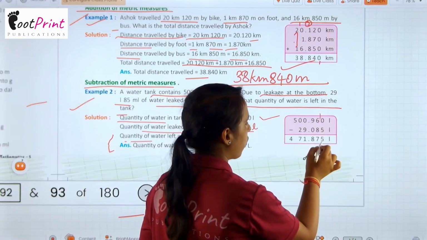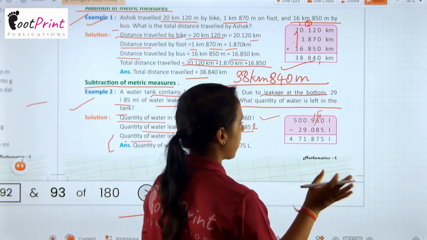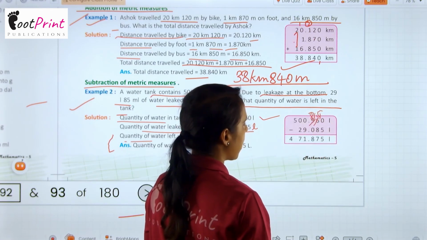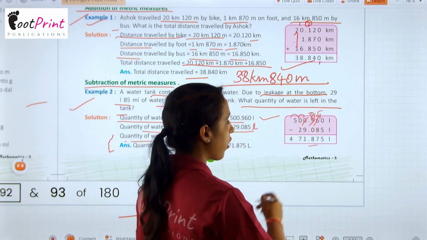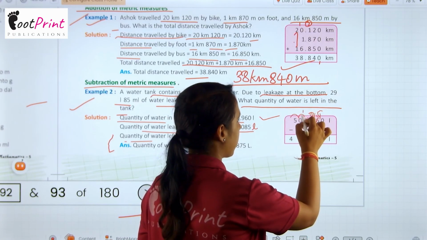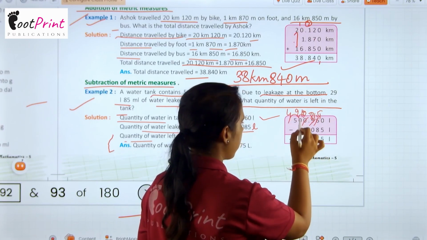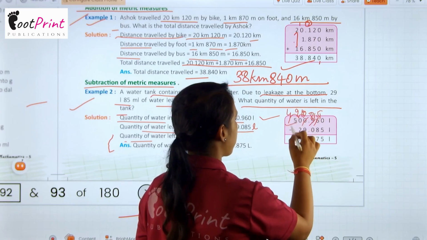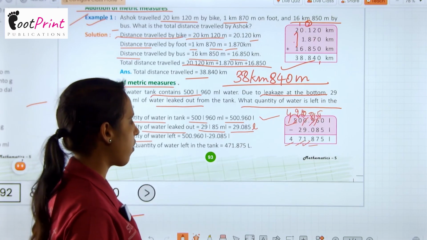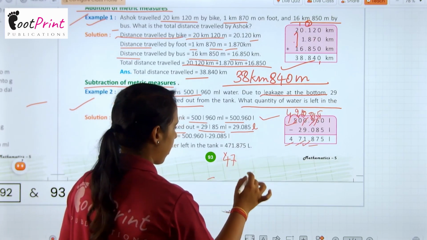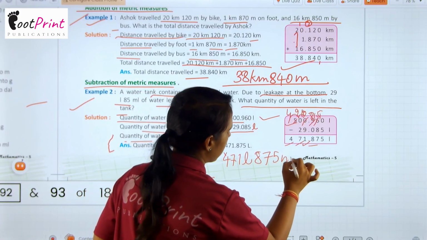So here 10 out of 5 is 5, it becomes 15, 15 minus 8 gets 7, it will become 8, 8 minus 0 is 8. Here we have to borrow 1, so we get 10 here, 9 and 4. 10 minus 9 is 1, 9 minus 2 is 7 and 4 is 4. Okay, so here we get 471.875 liter, or we can write 471 liter 875 milliliter.